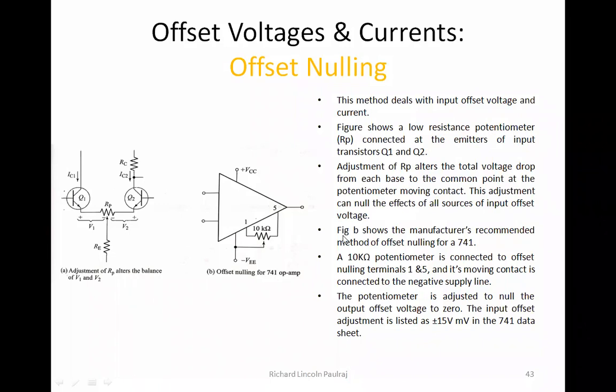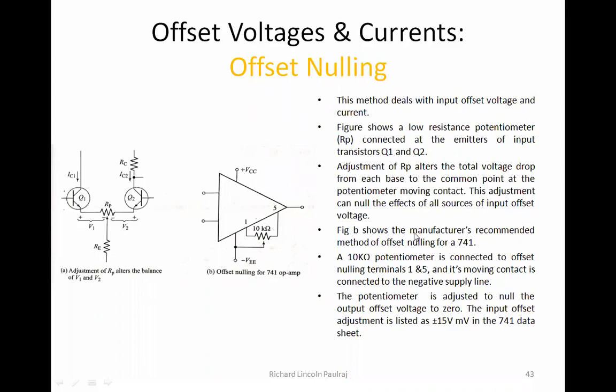So we have seen previously, right, that there can be a lot of changes in the circuit just because of these input voltages, because of the differences in the base currents, because of the differences in the resistances. So in order to counter this, we have a potentiometer resistance, represented as RP. I will increase or decrease this resistance based on how it is required. So ultimately I am nullifying whatever the effects of offset voltages and currents.